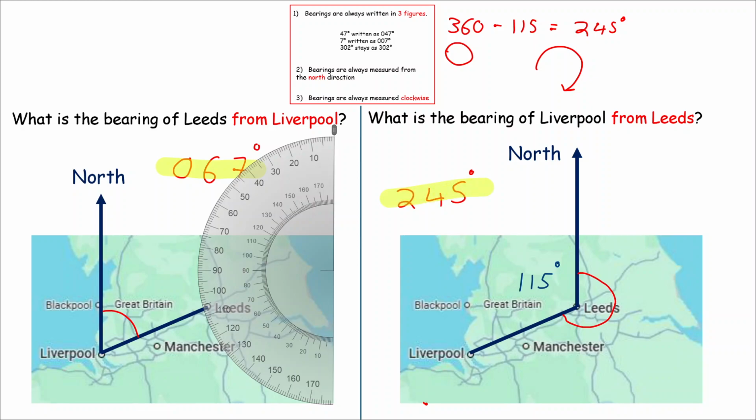Okay, so it's just being careful with the subtle variations, right? From is where your north arrow goes, and you measure clockwise, and it's got to be in 3 figures.